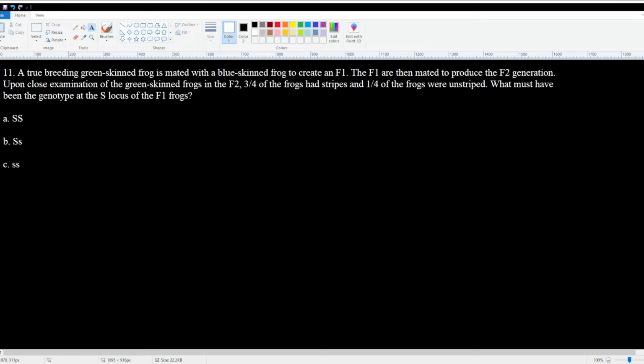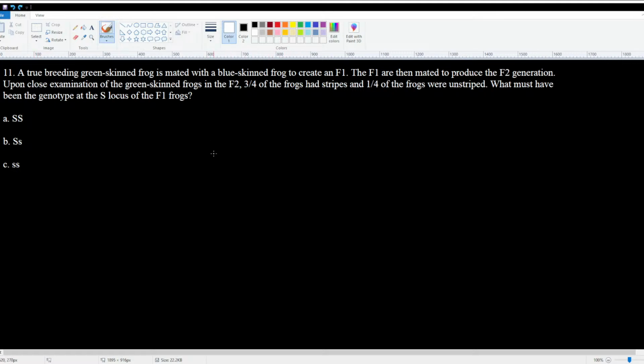So here we're just doing a basic monohybrid cross, right? I think the question was a little bit confused, or I think Dvork forgot to change up some of it. Anyway, green skin frogs and blue skin frogs, and then we're talking about later whether or not they have stripes. We're just gonna assume that green skin frogs actually means stripes, and unstriped means blue skinned. So we're just gonna assume that, right?